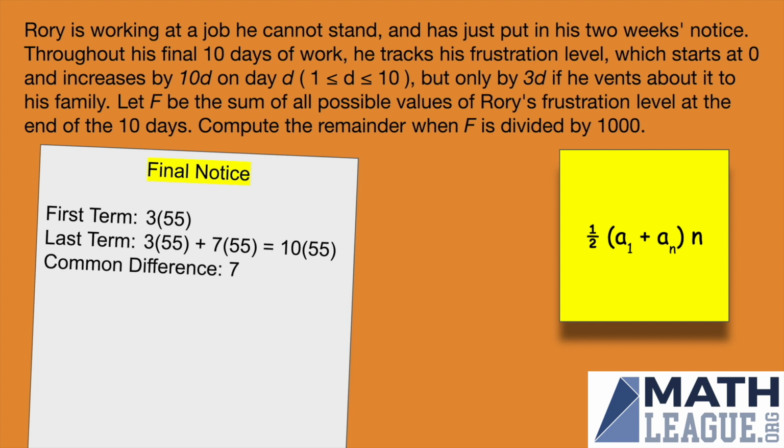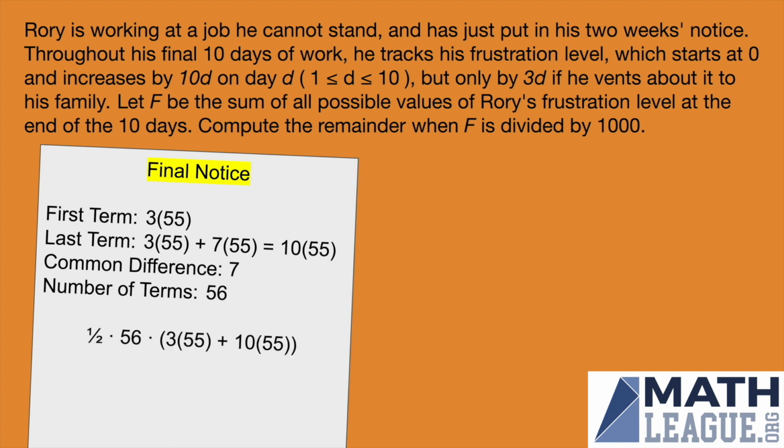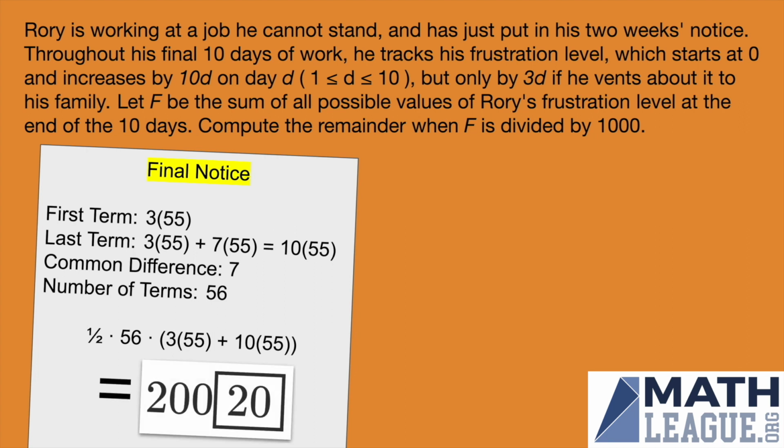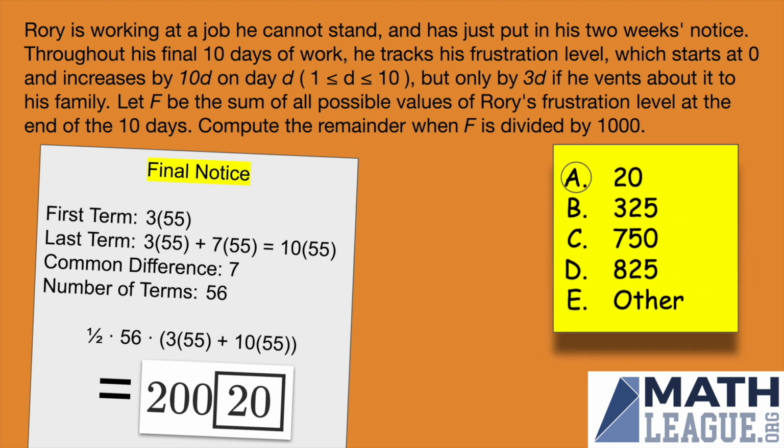And if you do the math, you can find that there are 56 terms because we have to consider the first term as well. So it's not just 55. So we have 56 times this thing on the right. And if you just calculate it out, you get 20020. And the answer is A, because it is asking for mod 1000.